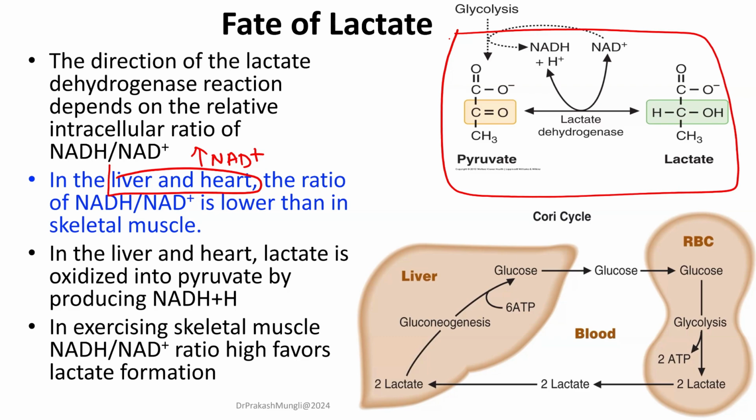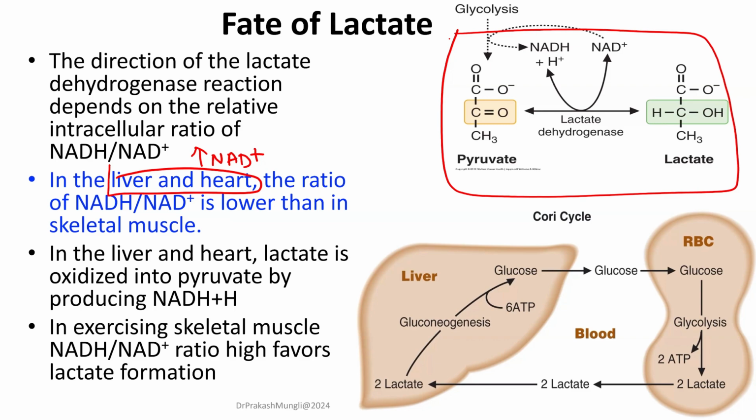It all depends on the concentration of molecules. If you have more pyruvate, more NADH, you go from left to right. If you have more lactate, more NAD, you come from right to left. If you have more lactate, more NAD, you conduct the reaction in the other direction, lactate to pyruvate. And if you have more pyruvate, more NADH, you go from pyruvate to lactate. So it all depends on the flux of the reaction. Flux in the sense of concentration of these molecules.